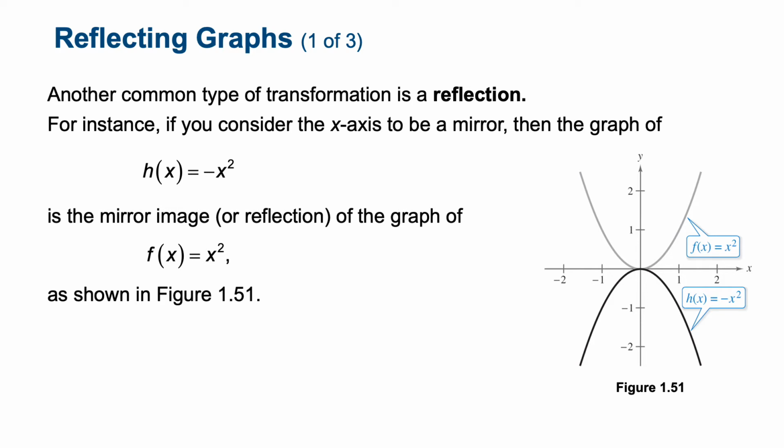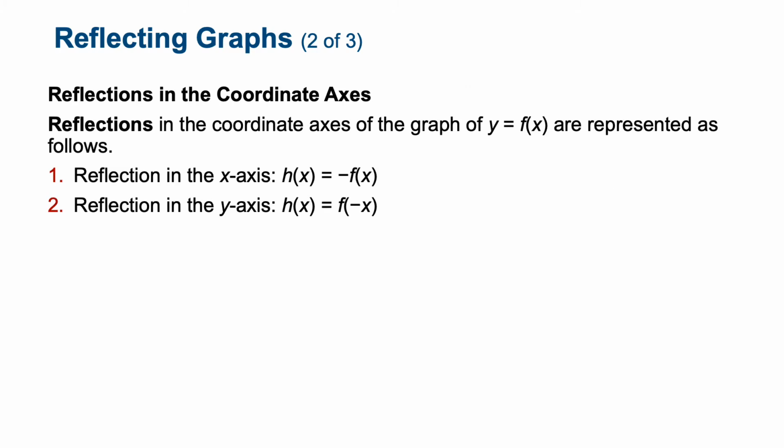So positive people smile, negative people frown or are sad. So there it is, the frown face. Okay, so in general, you have a reflection across the x-axis if the negative is in front of the function, and you have a reflection across the y-axis, the y-axis becomes the mirror, if the negative is inside the function. So if it's f of negative x.